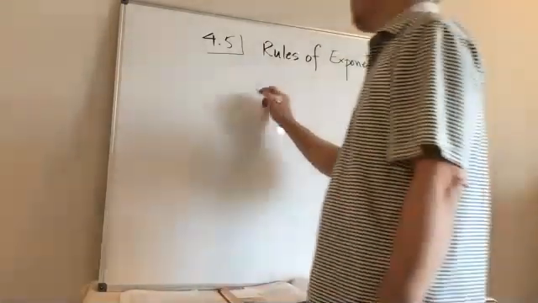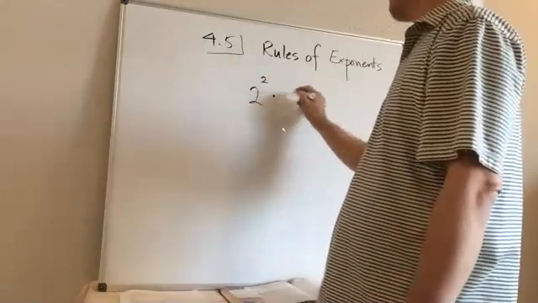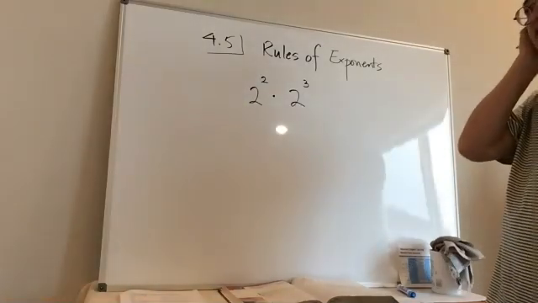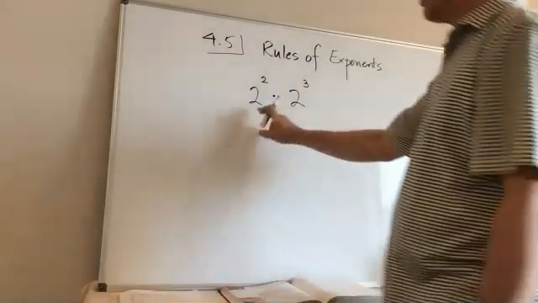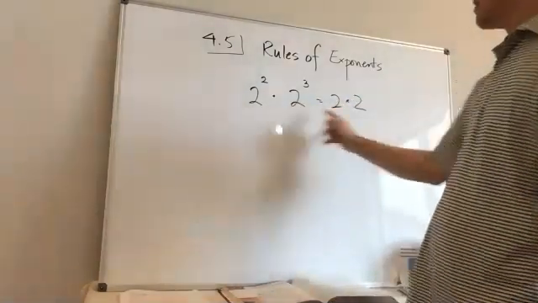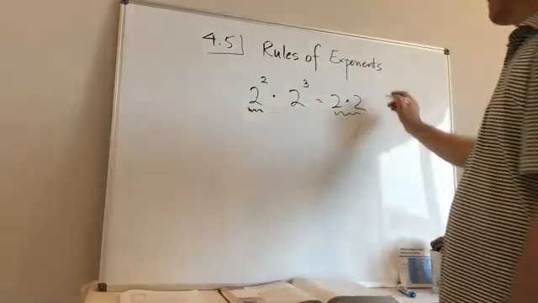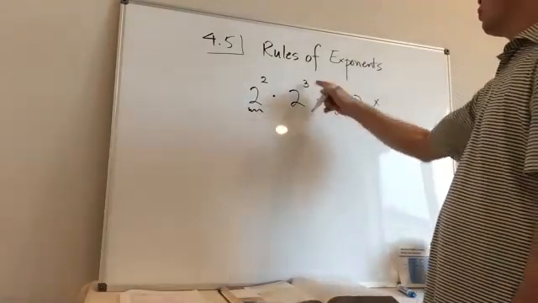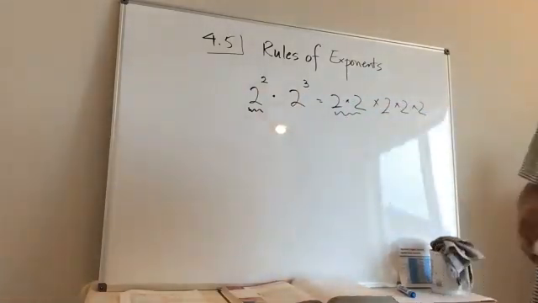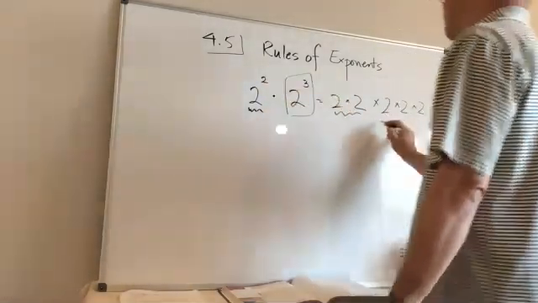So if I have 2 to the 2 power times 2 to the 3 power, what would this be? Okay, so 2 to the 2 power is what? That's nothing more than 2 times 2, right? This is 2 times 2. So this guy here is this, times 2 to the 3 power, which is 2 three times, right? So this guy here is going to be this.